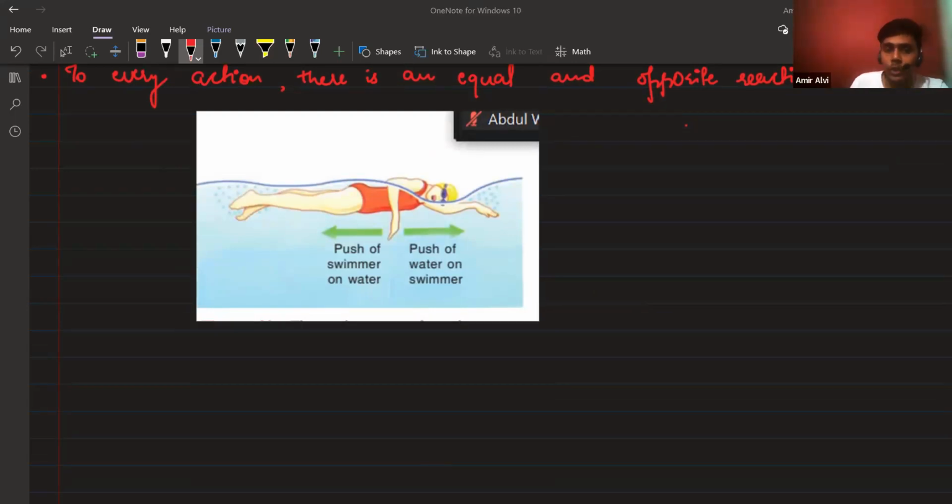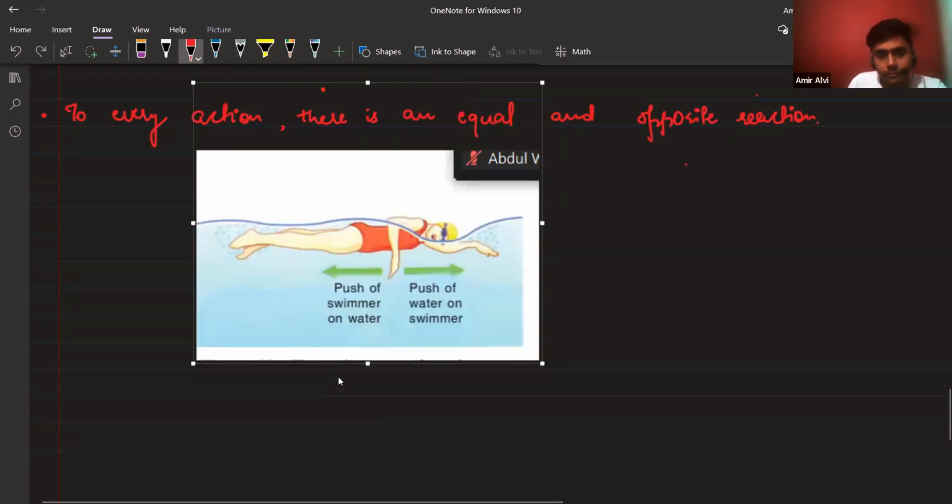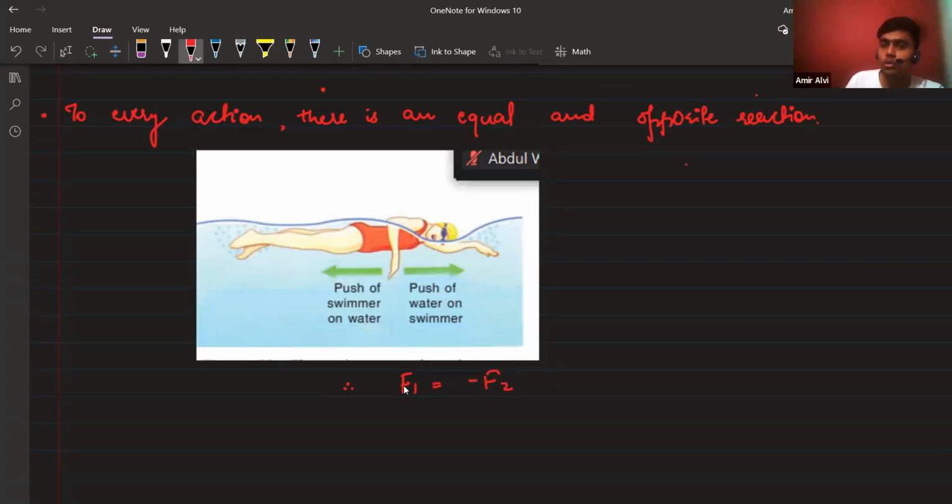And the equation for this is, even for this there is an equation, a simple one: F1 equals minus F2. The minus sign means the forces are in opposite directions. F1 is the action force. Let me write action instead of F1.